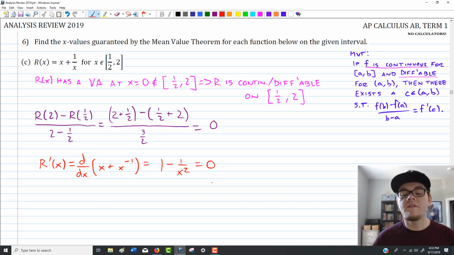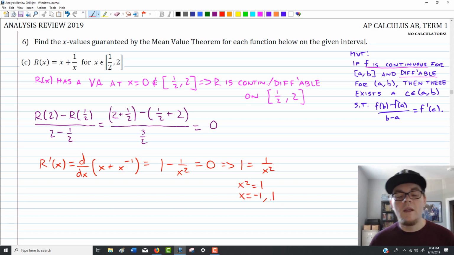Now we want to figure out where this is equal to 0 in our case. And looking at this, you can probably already tell where it's going to be, but I'll play it safe. It means 1 has to equal 1 over x squared. That means x squared has to equal 1, and that means that x is equal to negative 1 or positive 1. Now being careful one more time, we had the same situation pop up earlier. We are looking at the interval from 1/2 to 2, which means that negative 1 does not apply because it's not in that interval. So our answer is x equals 1 only.